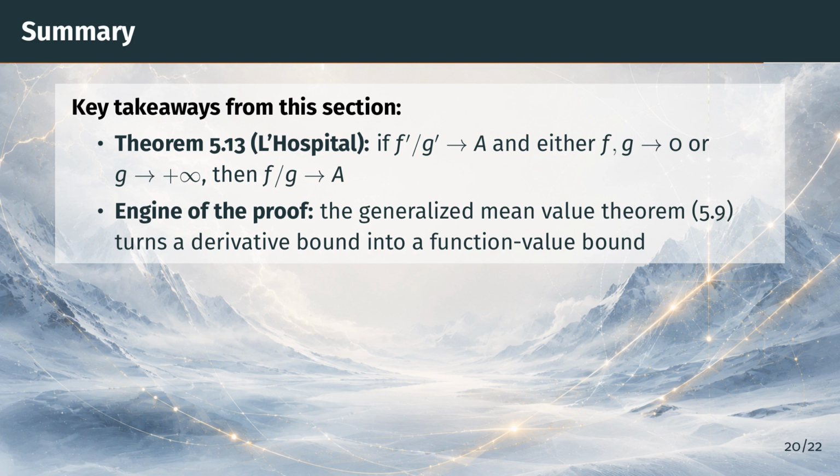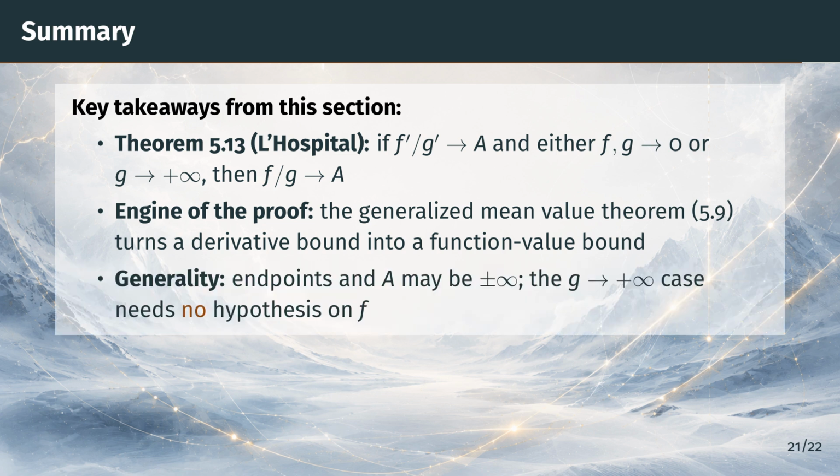The proof was not just a formal manipulation. It rested on one central idea. The generalized mean value theorem from section 2 is what lets us convert information about the derivatives into information about the functions. Everything else was a careful two-sided squeeze, trapping the quotient between an arbitrary number below a and an arbitrary number above a. This pattern, bound the derivative, transfer with the mean value theorem, then squeeze, recurs throughout analysis.